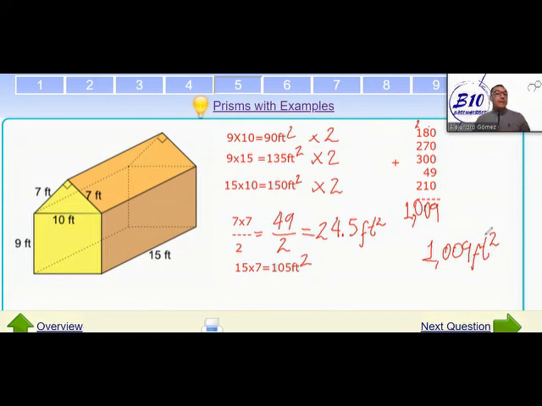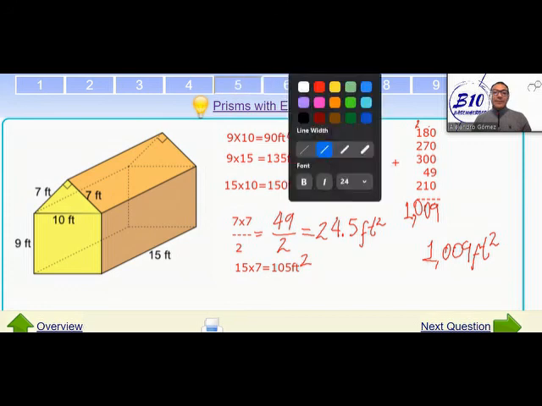Okay, very important. Now we have already practiced the one for prisms, and we are going to go on with something very important, which is a cylinder. How to get the surface area of a cylinder. So let's go straight to it.